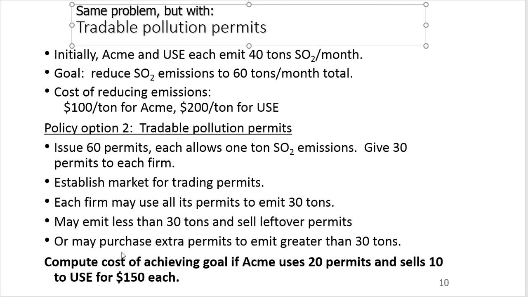Okay, so the question pretty much is, compute the cost of achieving the goal if Acme uses 20 permits and then sells 10 to USC for $150 each. Okay, so as we discussed, let's look at what it means when we say Acme uses 20 permits and sells 10 to USC for $150 each. Okay, so the cost of selling the permit, $150. Okay, so that's sold to USC.